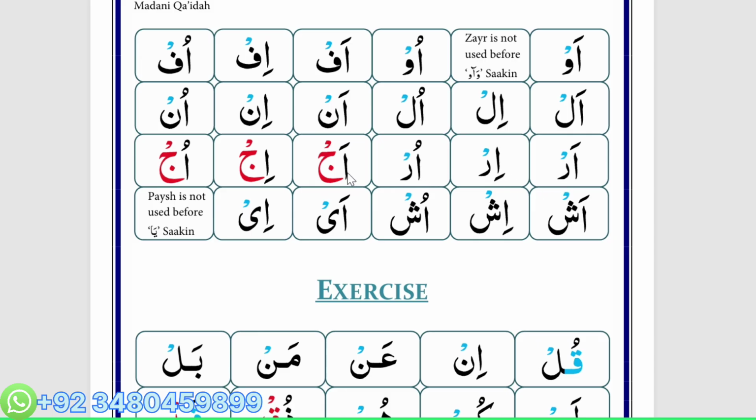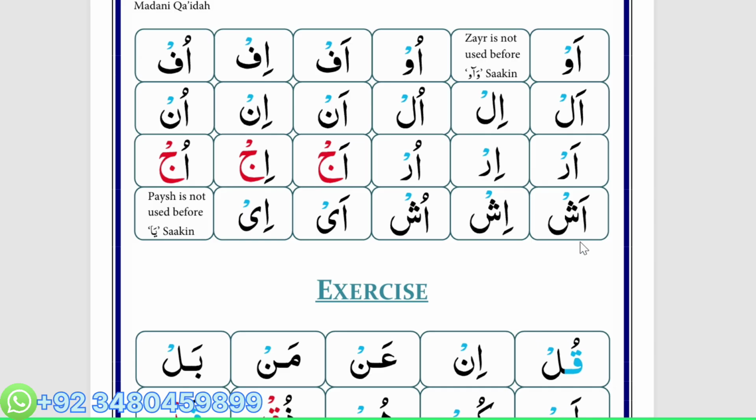Hamza Jim zabar aj. Jim is also from Qalqala letters, so you need an echo at the end of the sound of Jim. Hamza Jim zabar aj, Hamza Jim zer ij, Hamza Jim pesh uj: aj, ij, uj.